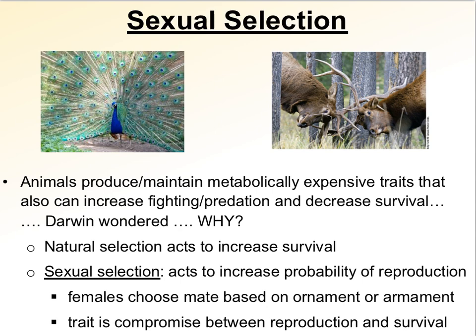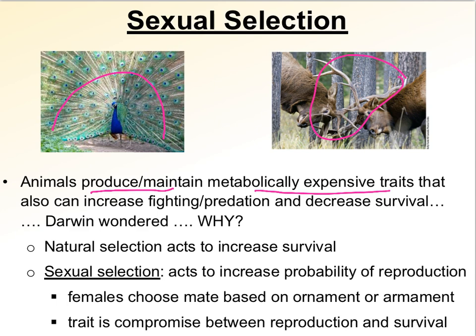Another type of selection, which you're going to learn a lot more about in upper level courses, but we're just going to briefly talk about now, is sexual selection. In sexual selection, we see animals that produce or maintain very metabolically expensive traits, right? So you can see here a peacock with these beautiful feathers and wingspan, and here you see some animals fighting with each other with these horns, and these actually cost the animal a little bit, right? They're big structures. They don't necessarily have any role in the day-to-day function of this animal, and yet they're important.